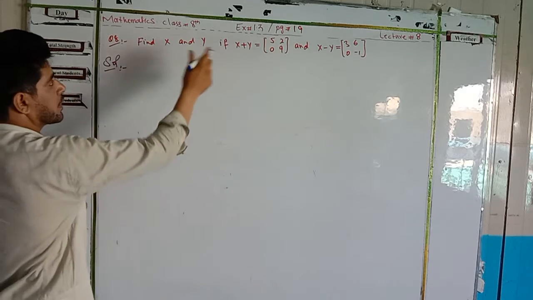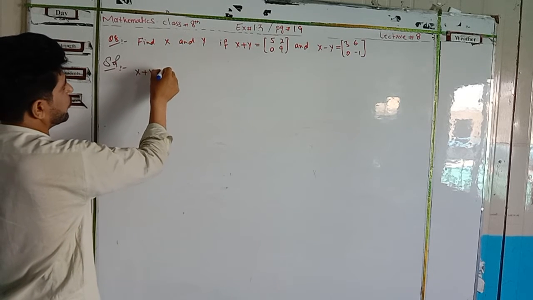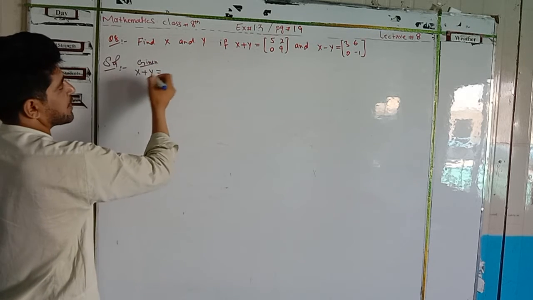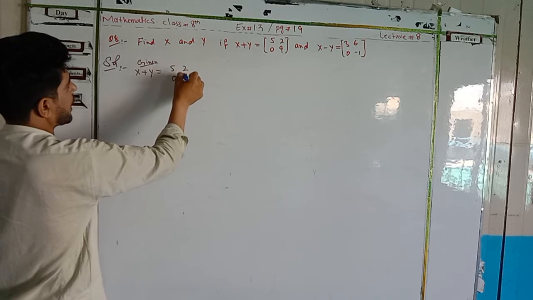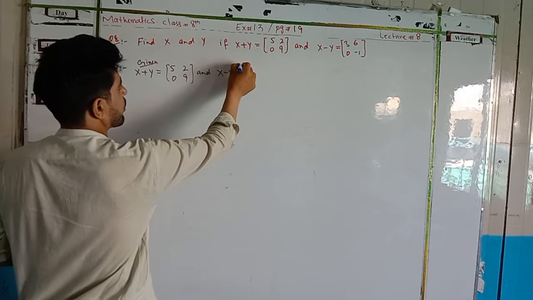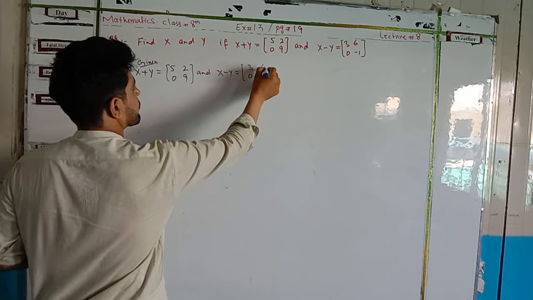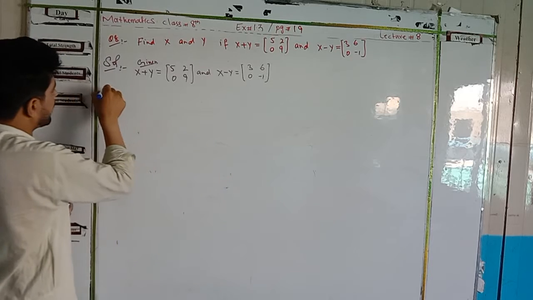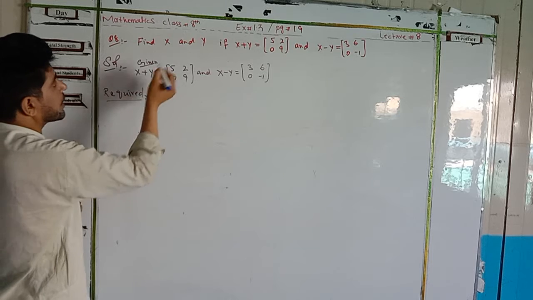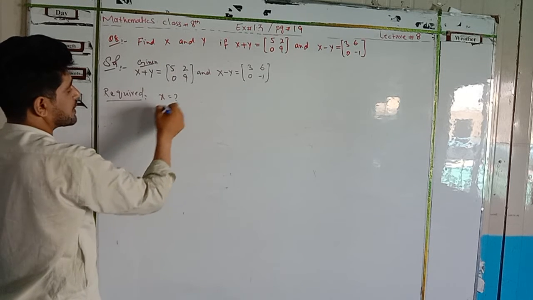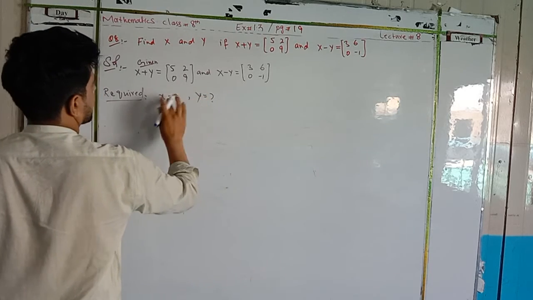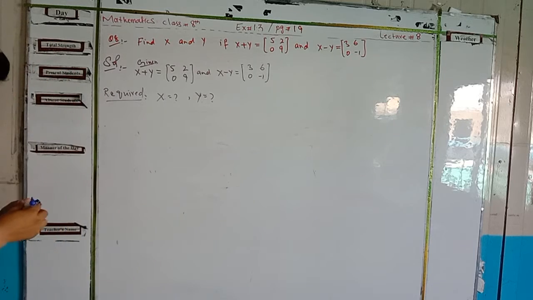Solution. We have, given is that x plus y is equal to 5209 and x minus y is equal to 360 minus 1. What is required? Required is to find the value of capital X and capital Y.